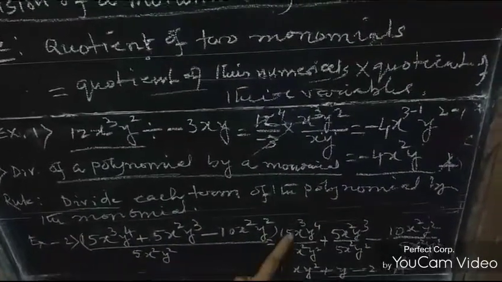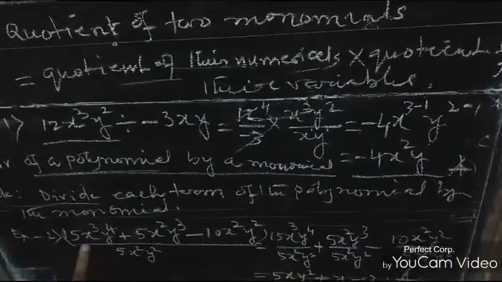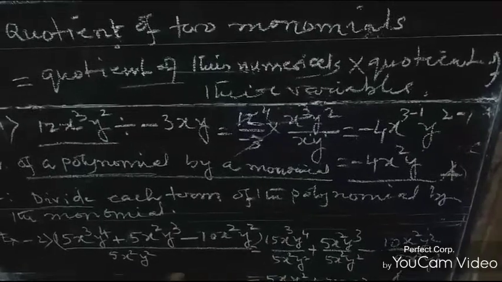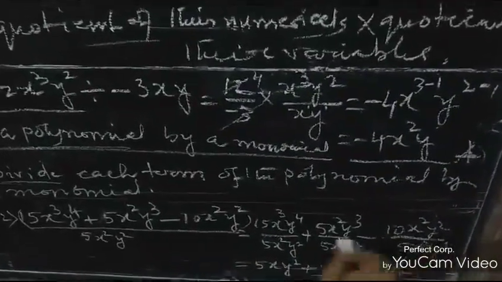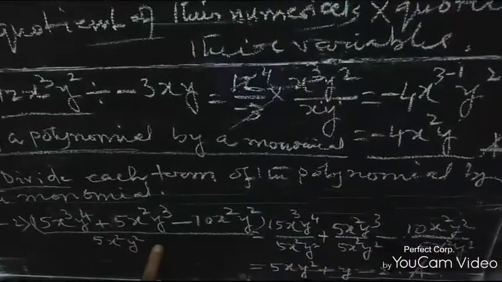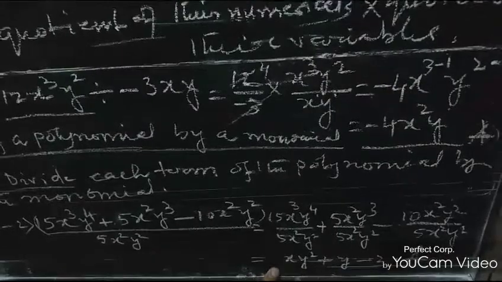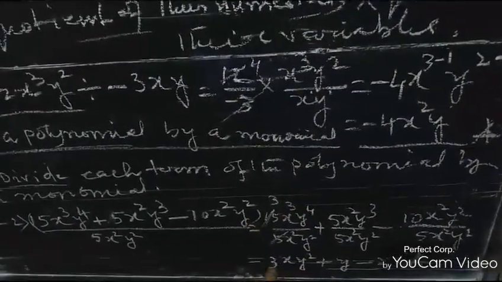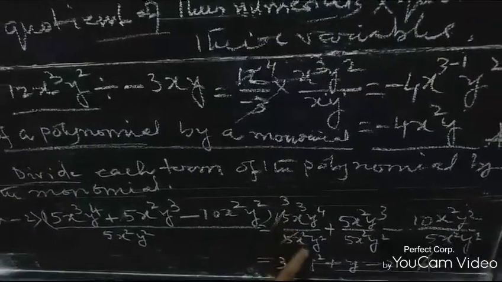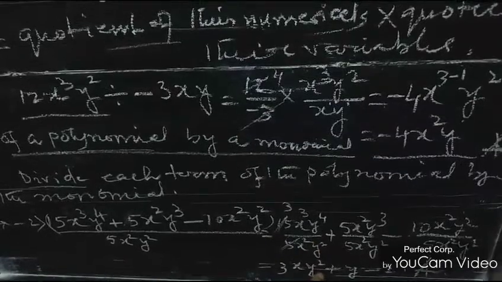See, we are now splitting this into each term. That is, this term 15x cube y4 divided by 5x square y square. In this way, each term by the monomial. If you do the LCM, the same thing comes over here. Now do this calculation. Here 15 by 5 is 3. Then x to the power 3 minus 2 gives x, and y to the power 4 minus 2 gives y square.